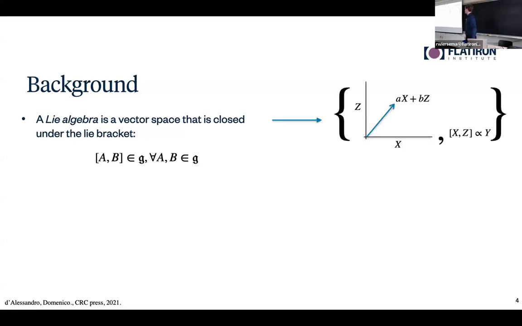Okay, so yeah, very simple example, and we'll keep coming back to the Pauli matrices, which hopefully you're all familiar with. A Lie algebra would be the Pauli matrices on a single qubit, and then we equip it with the standard commutator. If we take X and Z and compute the commutator, we get something proportional to Y. And so Y also has to be in our Lie algebra.